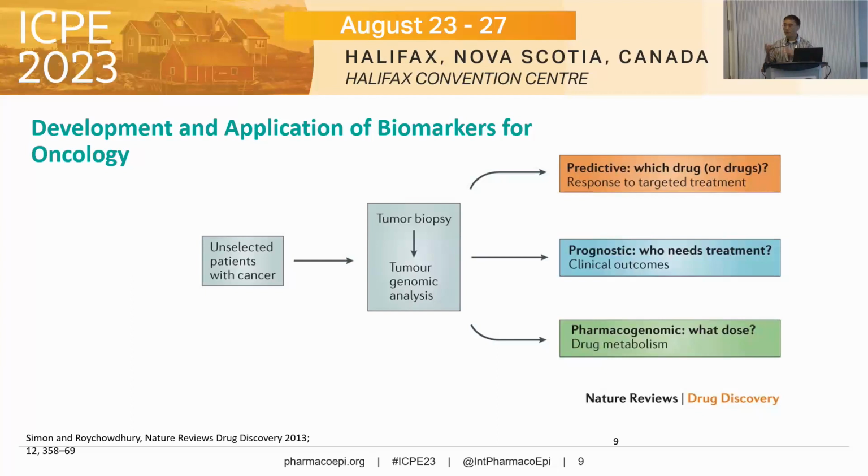So again, when we talk about biomarkers, it's important for us to think about what type of biomarker we talk about. Is it predictive to a particular treatment, or is it prognostic? It may not be specific to a treatment, but is also associated with outcomes. Or we actually talk about pharmacogenomics, maybe associated with drug metabolism or the dosage.